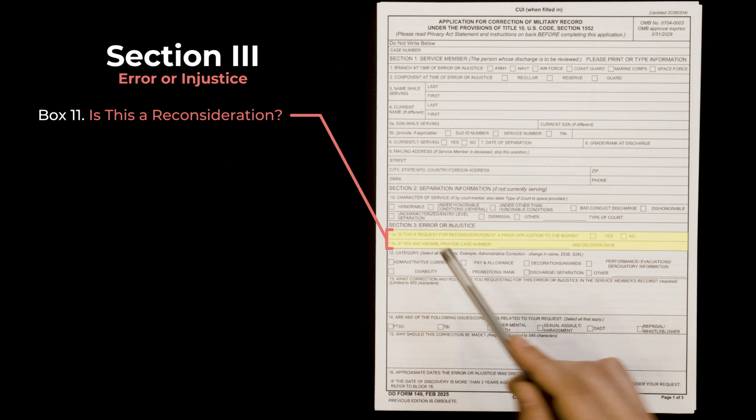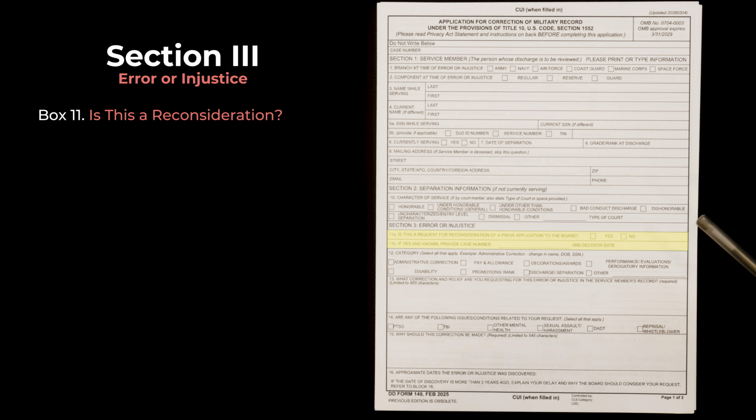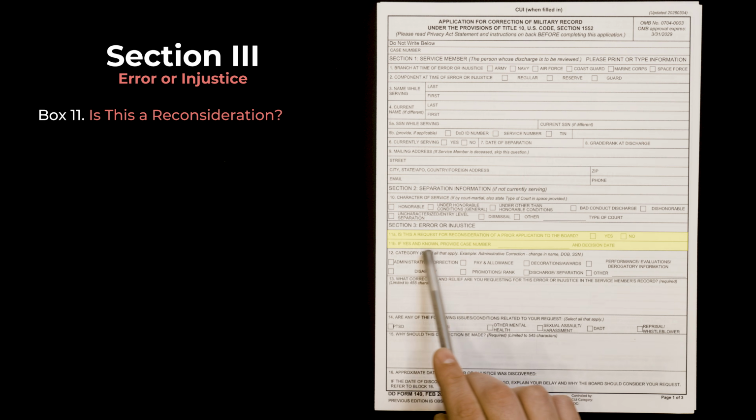Box 11A asks if this is a reconsideration of a prior application. Answer honestly. If you've been denied before, disclose it and provide the case number in box 11B. The board will find a prior filing anyway. Hiding it destroys your credibility before they even read your argument.